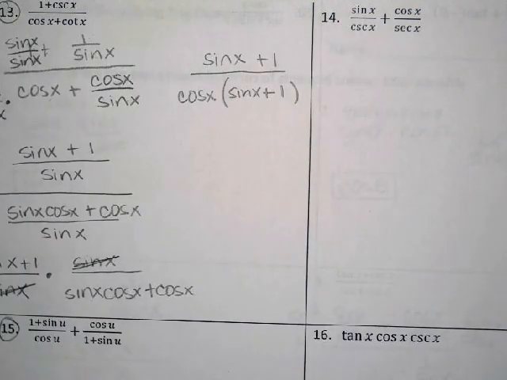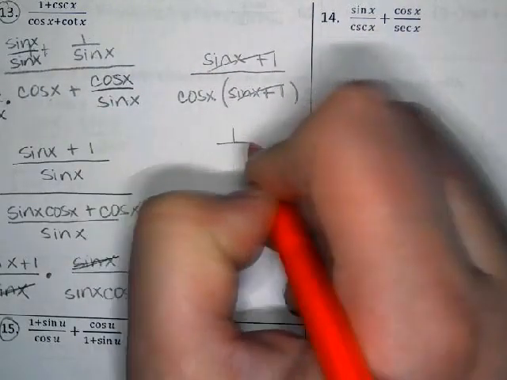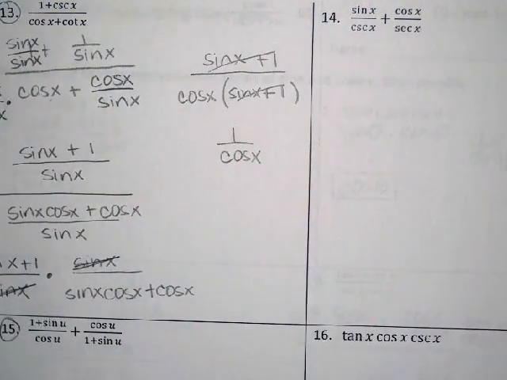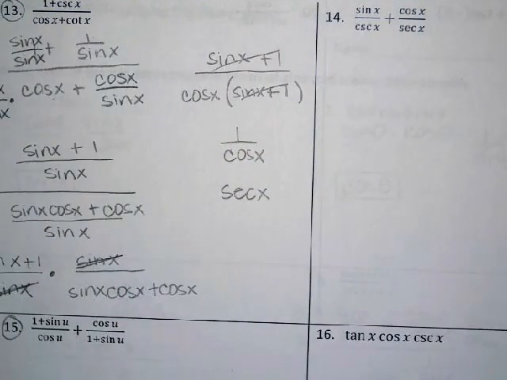We cancel. What do we get? 1 over cos, right? The cos is on the bottom. We get 1 over cos. 1 over cos is secant. Oh, I said it was tan. I had a leftover sine. Where did I get the leftover sine from?